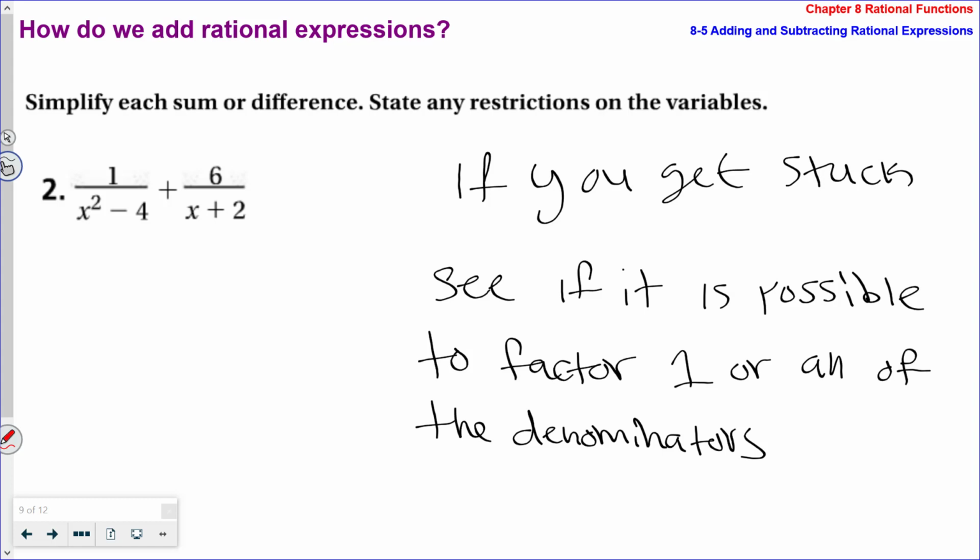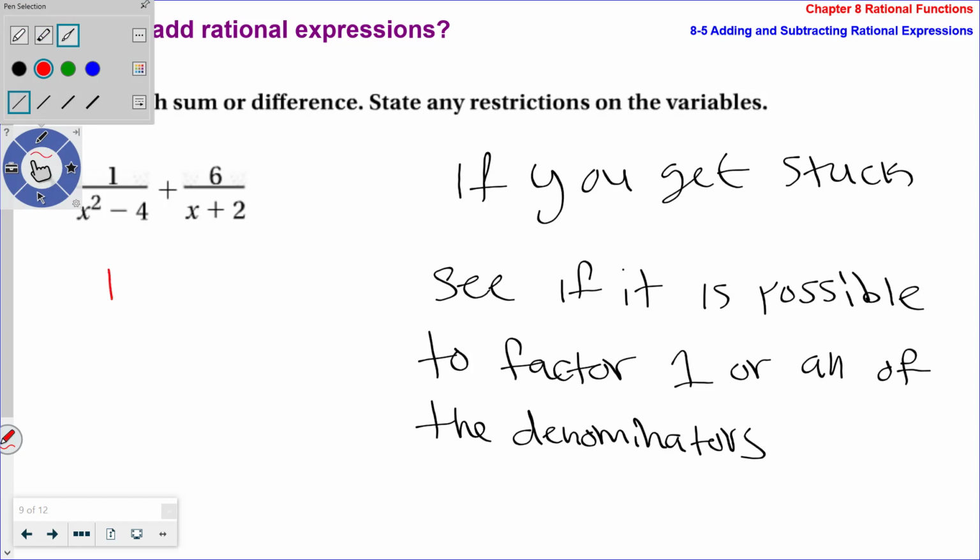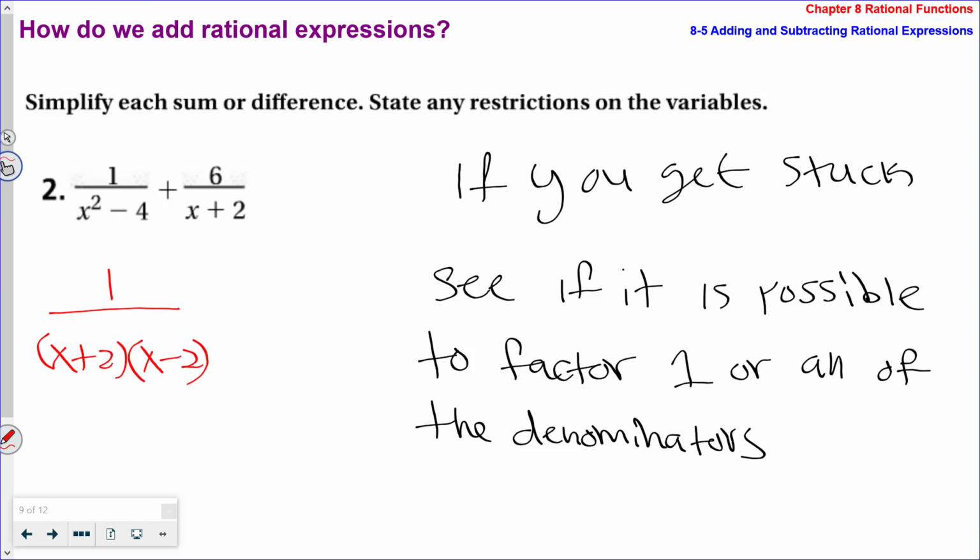Can we factor this denominator on the left? X squared minus 4. Is that factorable? Yes. There's x minus 2, x plus 2. Thank you. So the one on the left, we could rewrite this fraction on the left as 1 over x plus 2 times x minus 2. Does anyone need me to explain how we could rewrite this denominator like this? I'll explain it now, unless you don't need me to. We're good? All right.